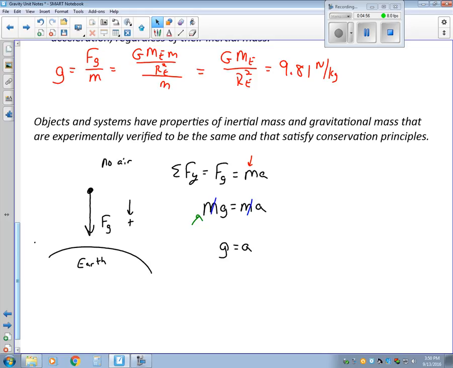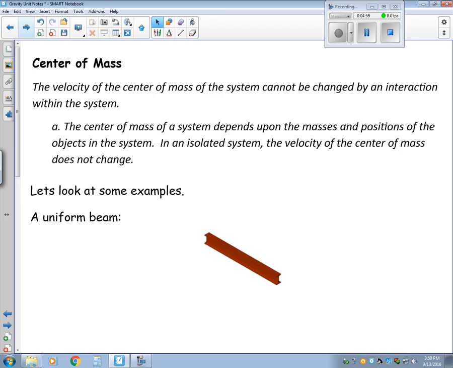All right. Now that we've started talking a little bit about mass, I want to mention center of mass. So let's say I have a system of objects, like a solar system. They will collectively have a center of mass. The velocity of the center of mass of a system cannot be changed by an interaction within the system. So if I have a solar system zipping through space, going around the center of a galaxy, if there's comets inside that solar system, if planets collide, if one planet falls into its sun, that would not affect the velocity of that solar system as it travels around the center of the galaxy.